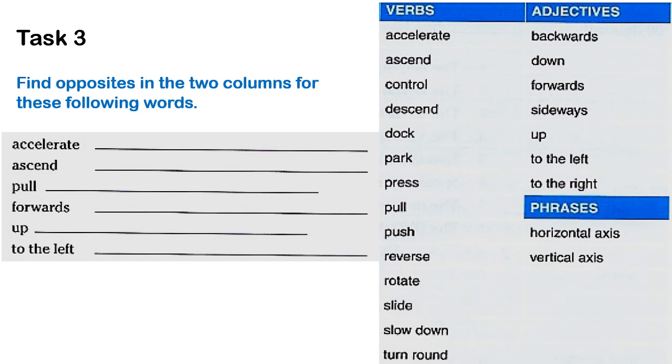Okay? And then try to find opposites for the following words in the columns. So the words that you need to find the opposites for are accelerate, ascend, pull, forwards, up, to the left. Okay, find opposites in these two columns for the words. Okay, and as you know, you are going to finish the task in a file and then send it to me in a private message on WhatsApp.